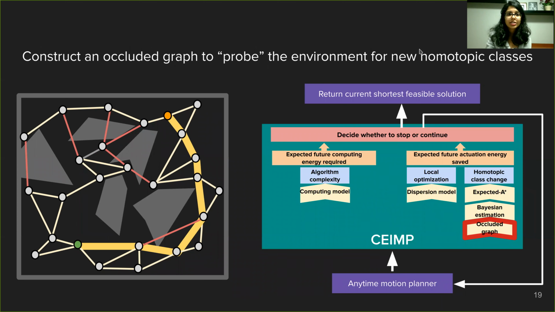The way we solve this is that we construct an occluded graph. An occluded graph is the same thing as the underlying motion planner's sampling-based graph, except instead of throwing away infeasible edges that are in collision with the obstacle space, we're going to hold on to them and keep track of them, in the hope that this is a way to probe the environment for potential homotopic classes that we narrowly missed, but we may later be able to repair if we continue computing. And you can also think of this as a way to help us predict connectivity of the environment without spending computing energy to lay down more nodes.